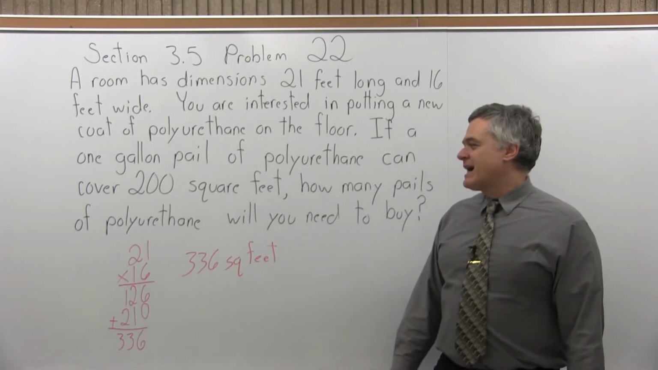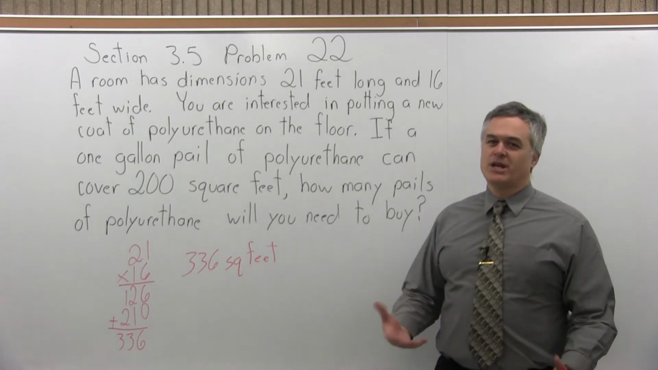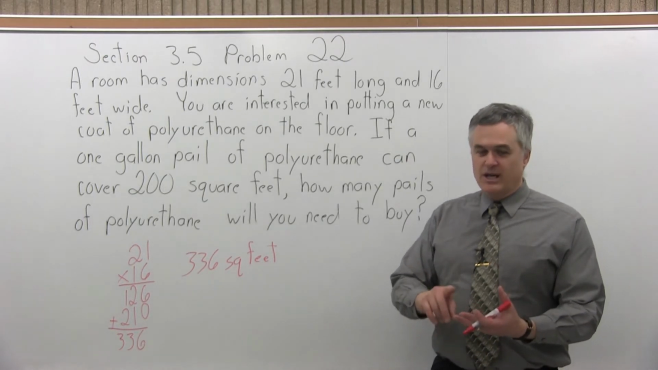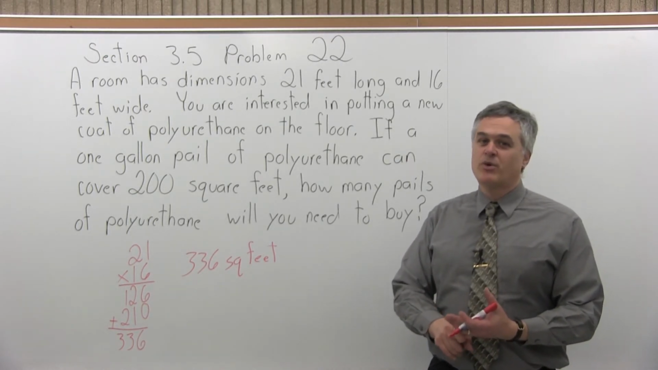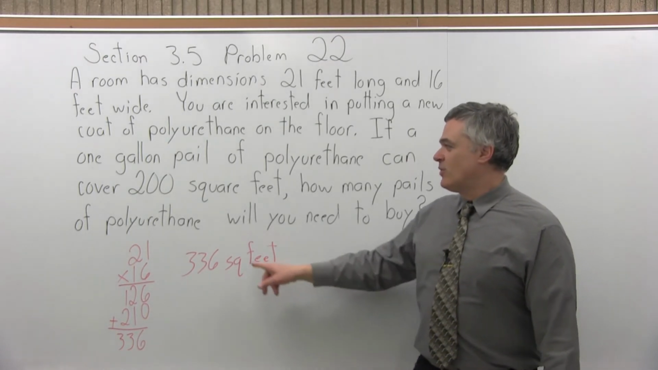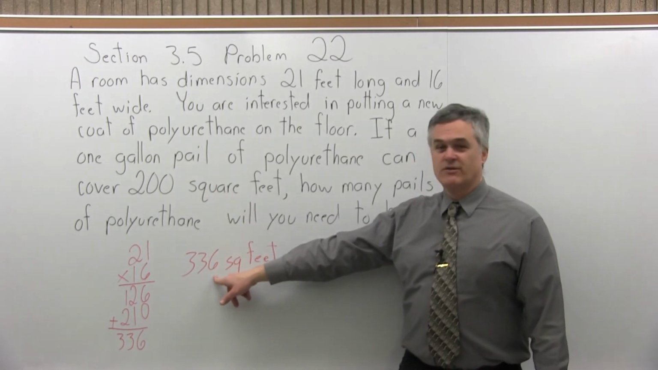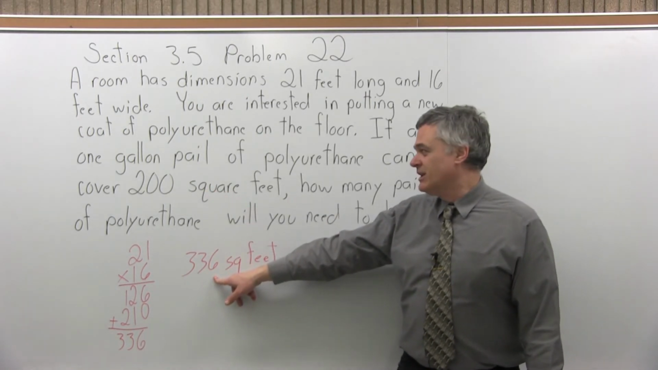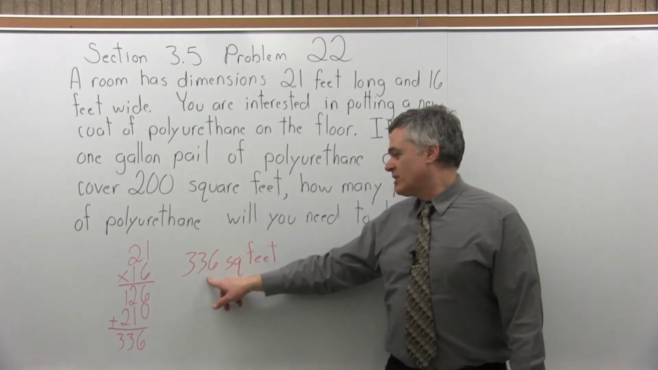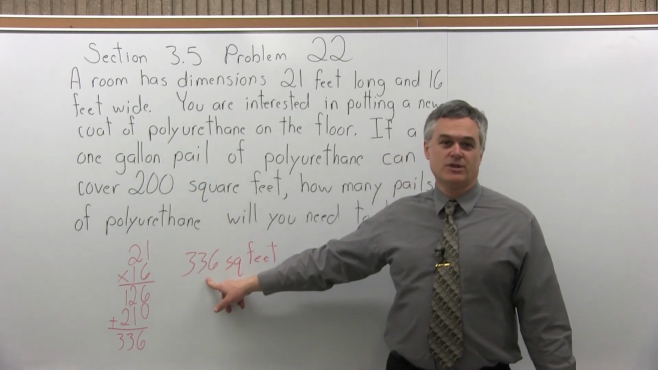You don't need that exact of an answer because you can't buy a partial can of polyurethane. You're going to buy 1 can, 2 cans, 3 cans, 4 cans. You can't buy 1.88 cans of polyurethane. So 1 can won't do it. It covers 200 square feet and there's a lot left undone. A second can, though, takes you up to 400 square feet, which is a little more than enough.